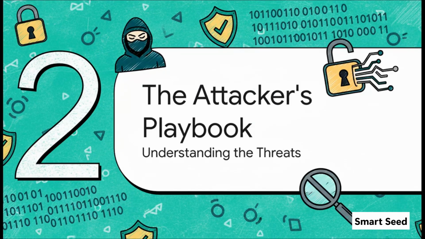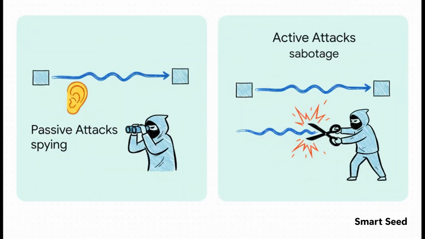So let's start where any good defender would, by studying the enemy, right? To build a solid defense, you absolutely have to understand the attacker's playbook first. And what's really interesting here is how all the threats get split into two main categories. You've got your passive attacks. Think of it as the digital version of someone just listening in on your conversation. And then you've got active attacks, where the attacker actually jumps in, maybe changing your messages, or even pretending to be you. So one is all about spying, and the other is pure sabotage.